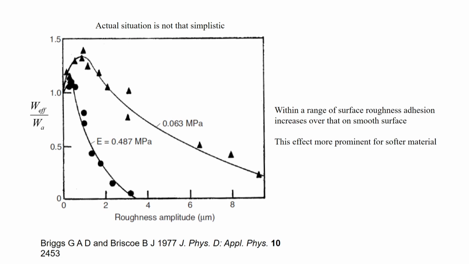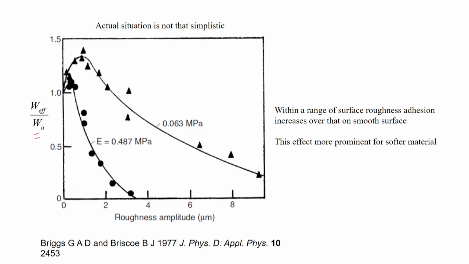Now that was okay, we could explain some of the observations, but it so happens the actual situation is not that simplistic, it is somewhat more complicated. For example, this particular experiment done by Briggs and Briscoe in 1977 shows that pull off load at a very small amplitude roughness actually increases. So it is not all the time decreasing, it also increases within some range, and then decreases. Or rather, it is not pull off force, it is in terms of the effective work of adhesion.